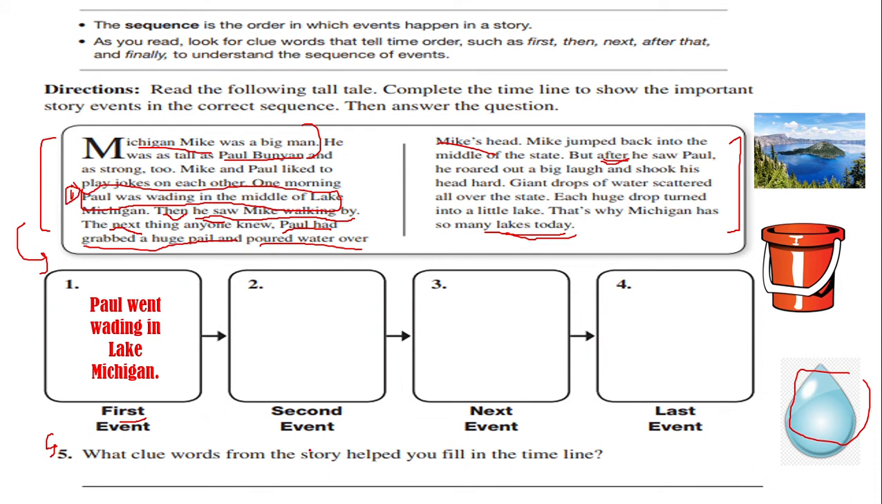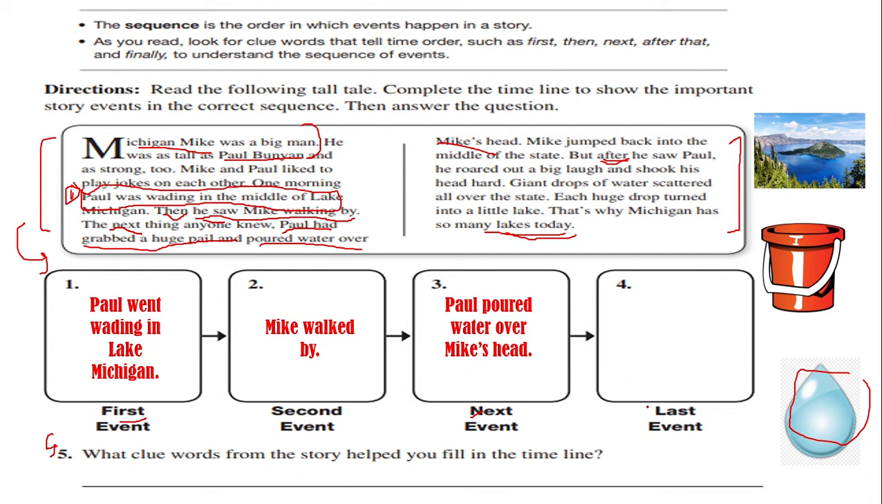Second event, "then" helps me know what happened next. He saw Mike walking by. Mike walked by. The third, which is the next event: the next thing anyone knew, Paul had grabbed a huge pail and poured it over Mike's head. So Paul poured water over Mike's head.